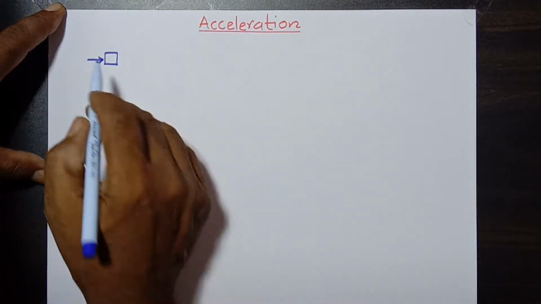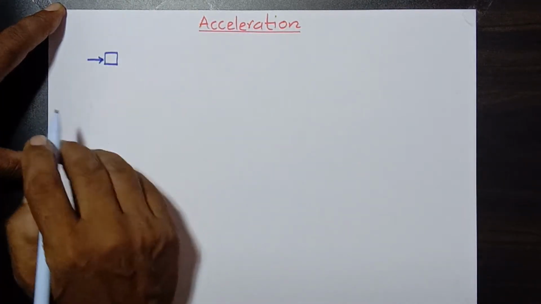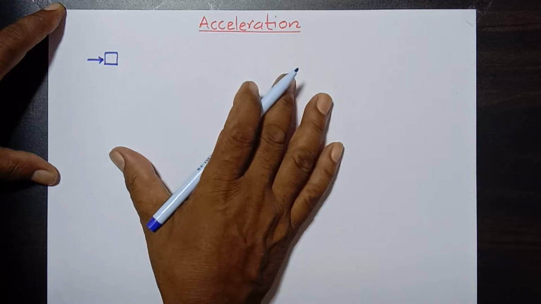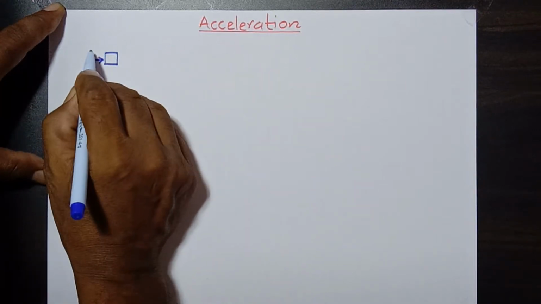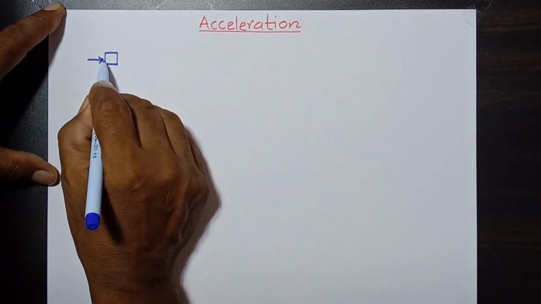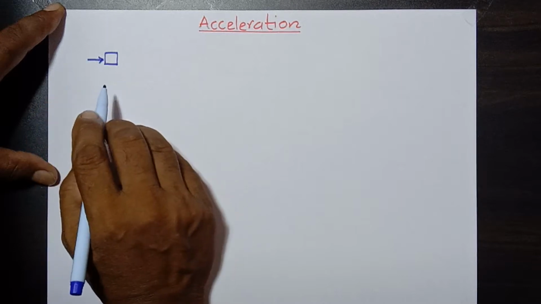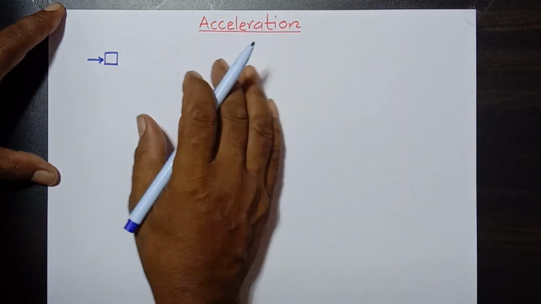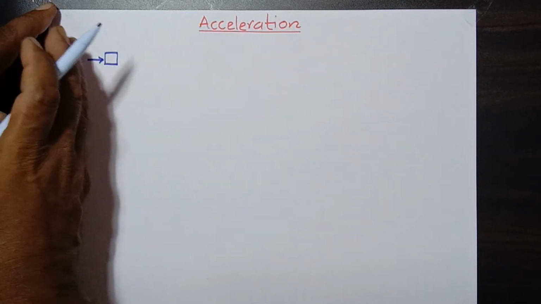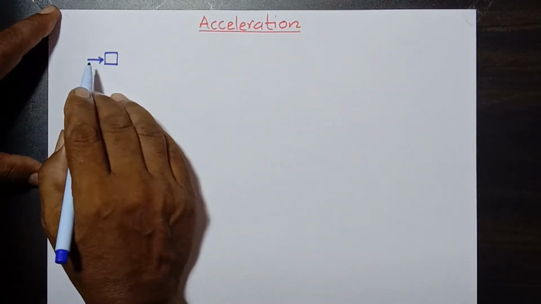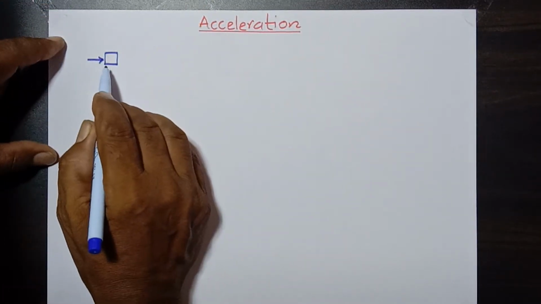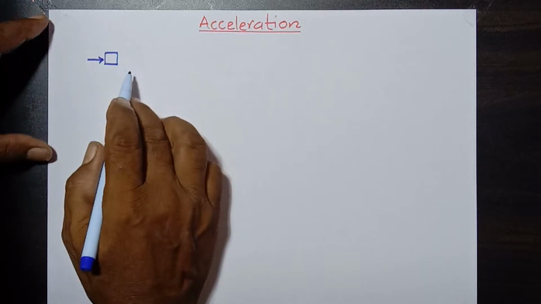When we apply a constant force, what does it mean? Constant force means if 1 Newton force is applied continuously, then that is called constant force, not like a pulse. We are applying force constantly, and this is called constant force.